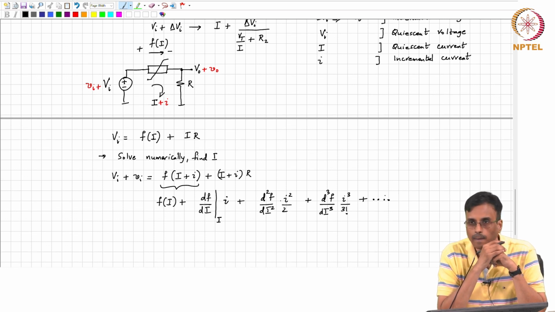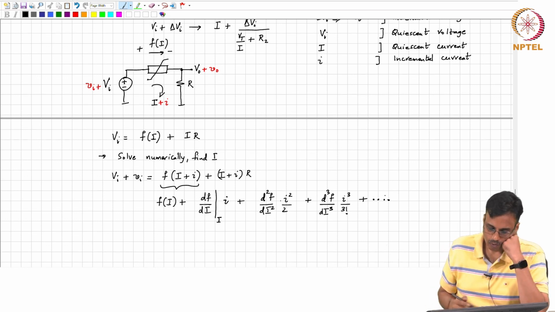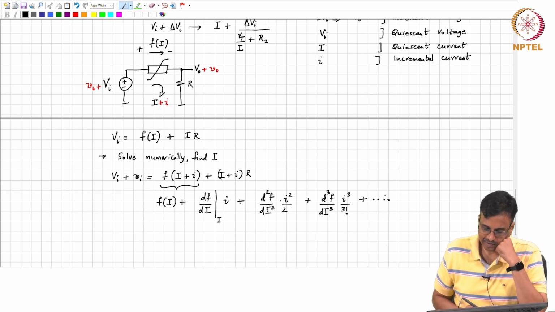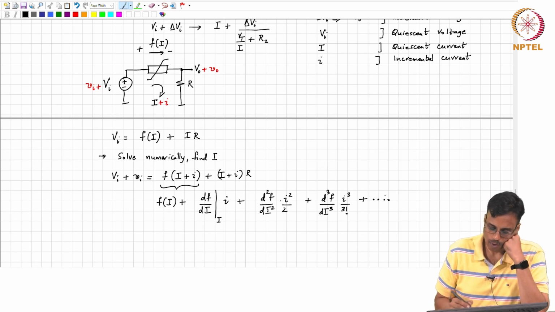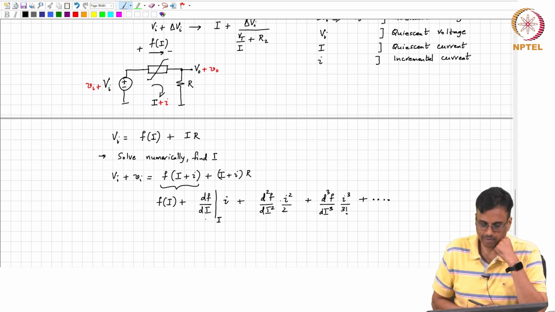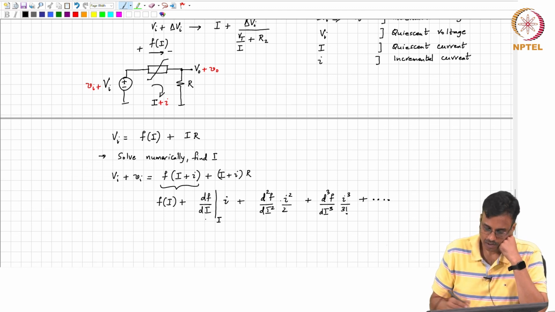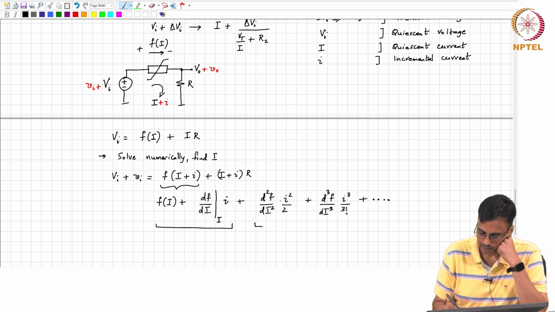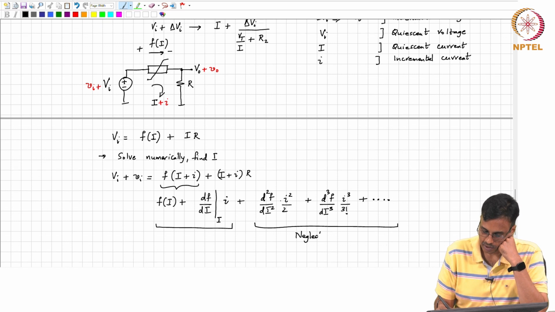Does it make sense, folks? Okay. Now, if the change in current is very small, what comment can we make? How can we approximate this f of I plus delta I? Basically we take only this and neglect higher order terms in the Taylor series.